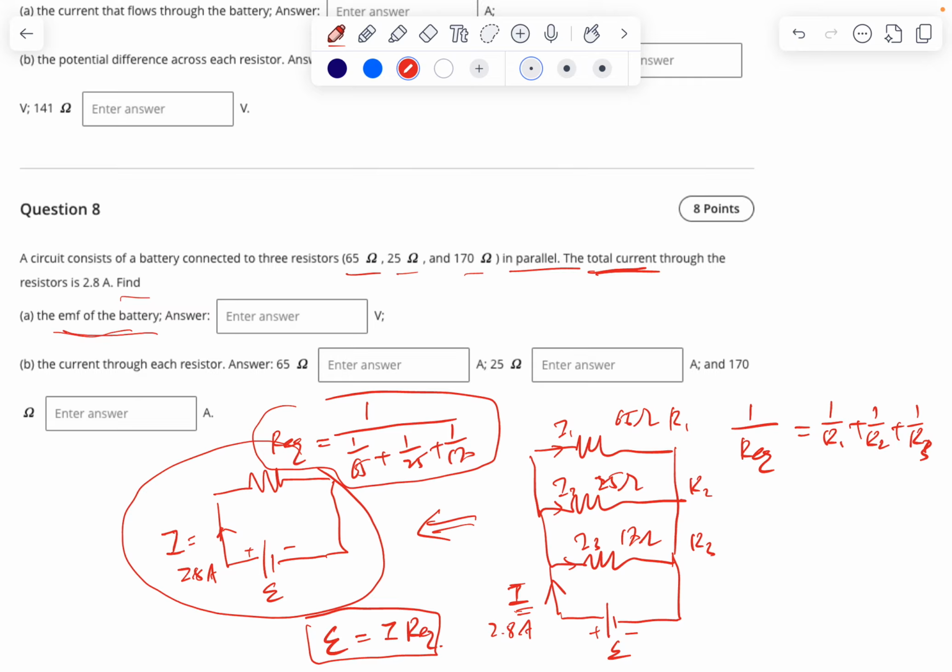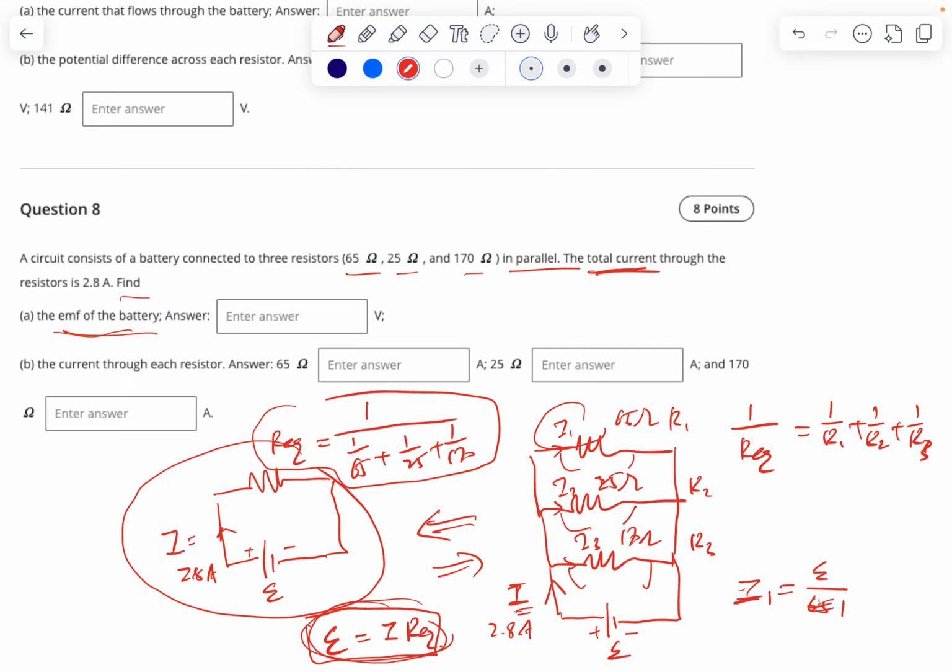Second one, the current through each resistor. All right, if you know the EMF, then you come back to this equation. You see, everybody is together in parallel, which means the voltage here is the same as EMF, the voltage here is the same as EMF, the voltage here is the same as EMF. Then you can tell the current flowing through this one. Current 1 equals EMF, whatever you get here, divided by 65 ohm.